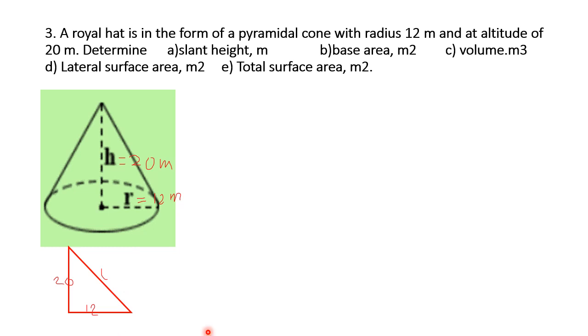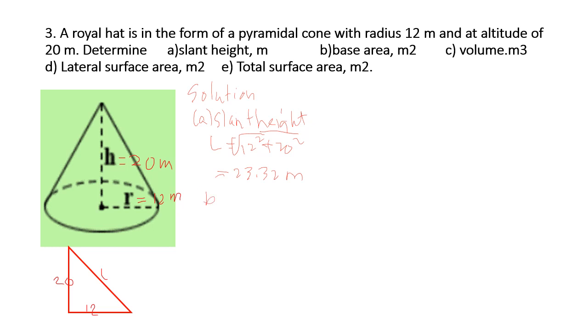So your solution would be, slant height L is equivalent to the square root of 12 squared plus 20 squared, equivalent to 23.32 meters.